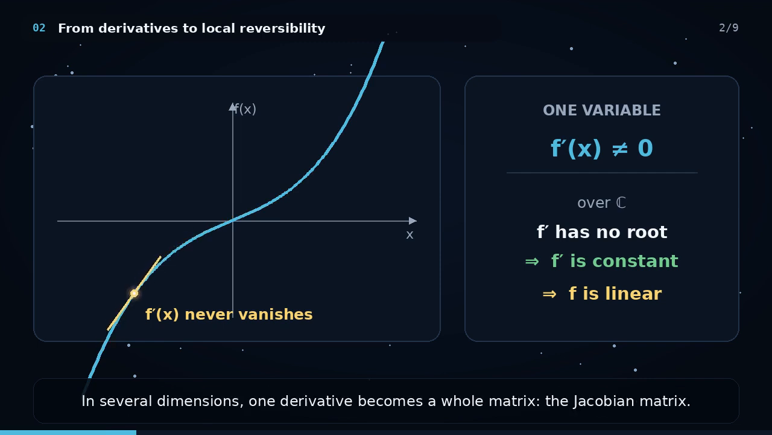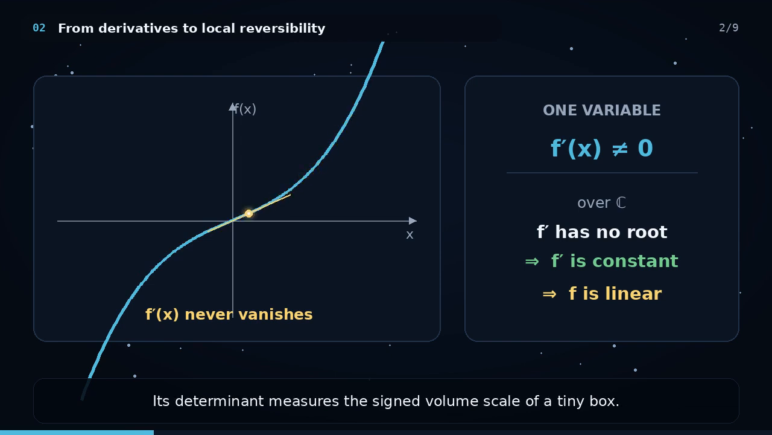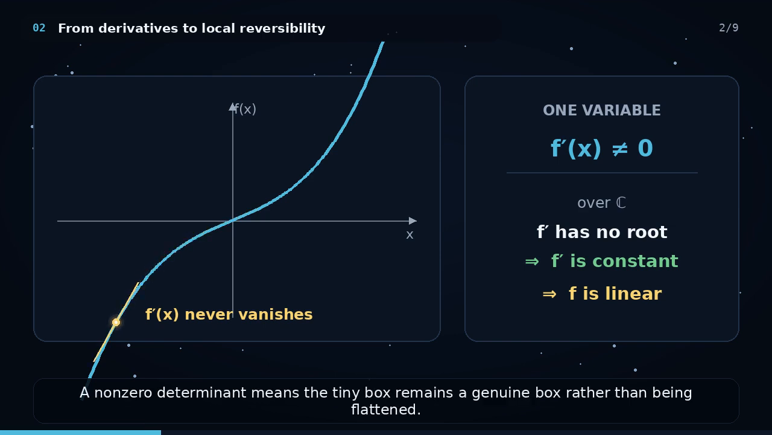In several dimensions, one derivative becomes a whole matrix, the Jacobian matrix. Each column records how the output moves when one input coordinate changes. Its determinant measures the signed volume scale of a tiny box. A non-zero determinant means the tiny box remains a genuine box rather than being flattened.